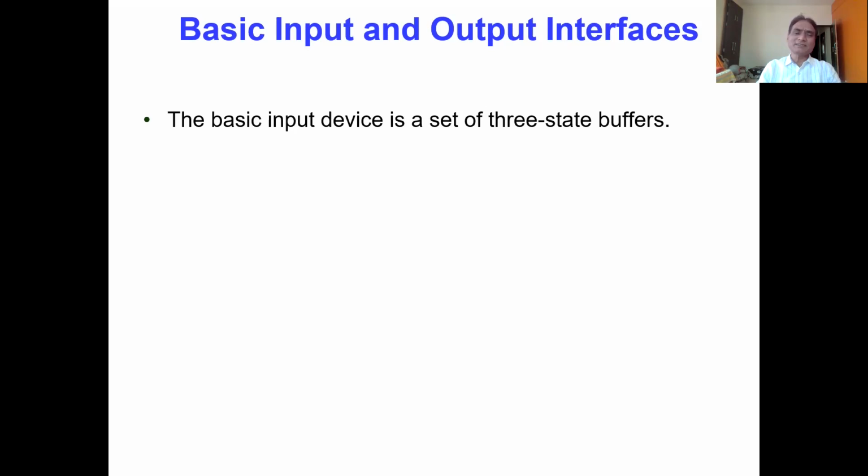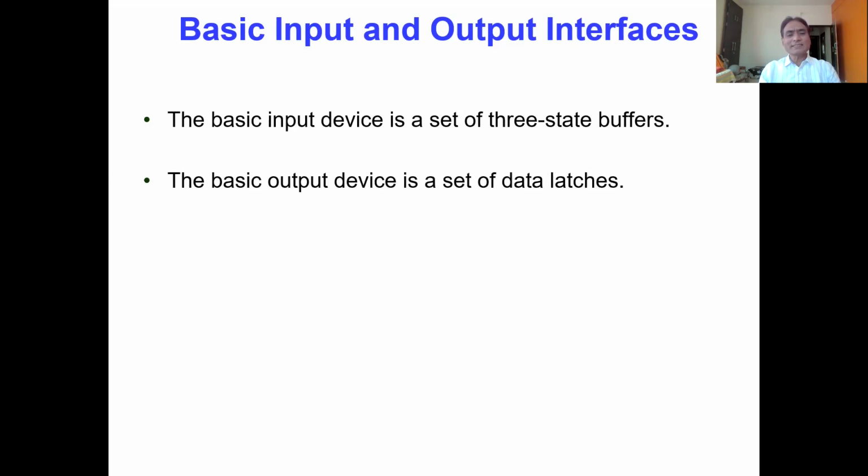Now, what does it mean? When input is 0, output is 0. This is one state. When input is 1, output is 1. That is the second state. So when it is connected, you have two states, logic 0 and logic 1. When it is open, it is called high impedance. It means input is no more connected to output. That is the third state. So 0, 1, and high impedance state. These are the three logic states available in a tri-state device. That is why it is called a three-state buffer.